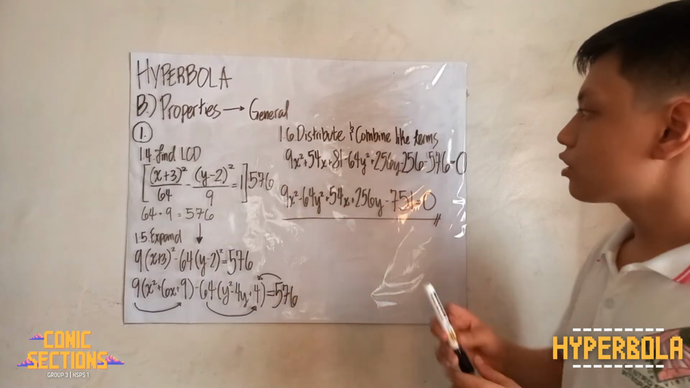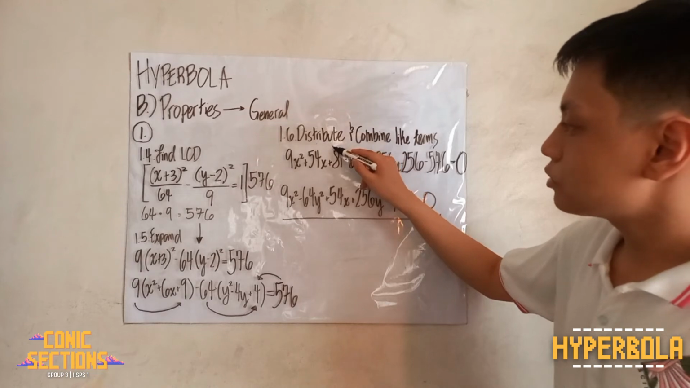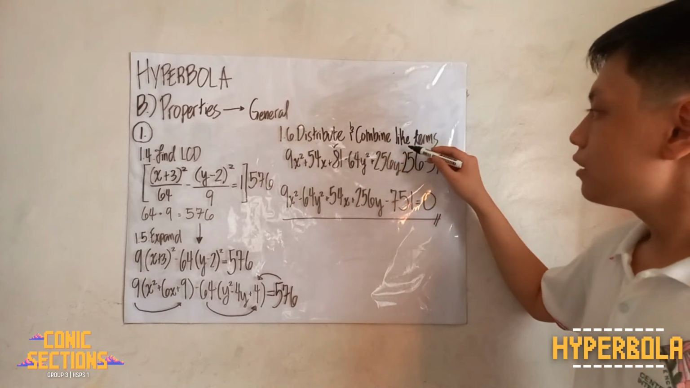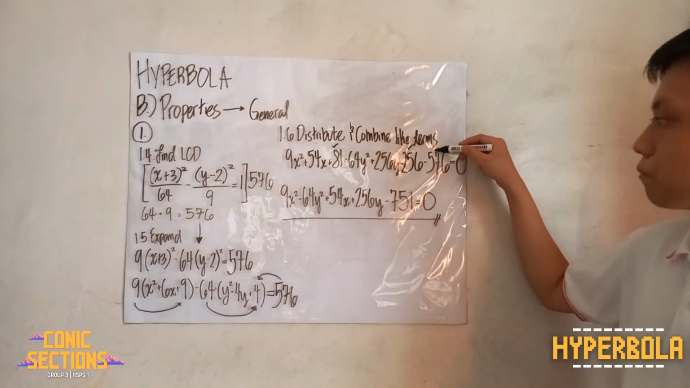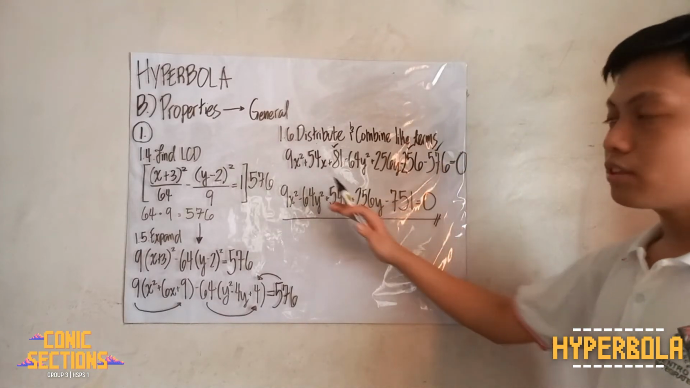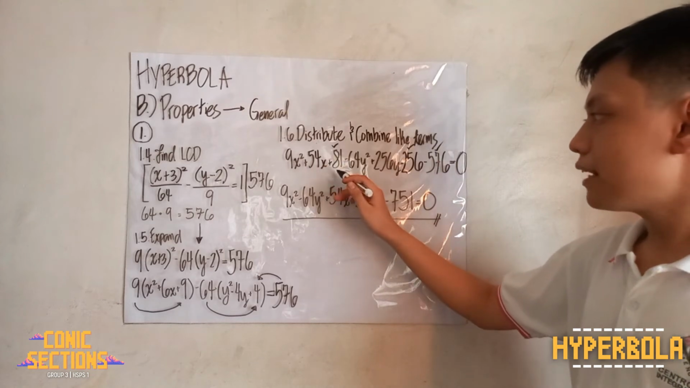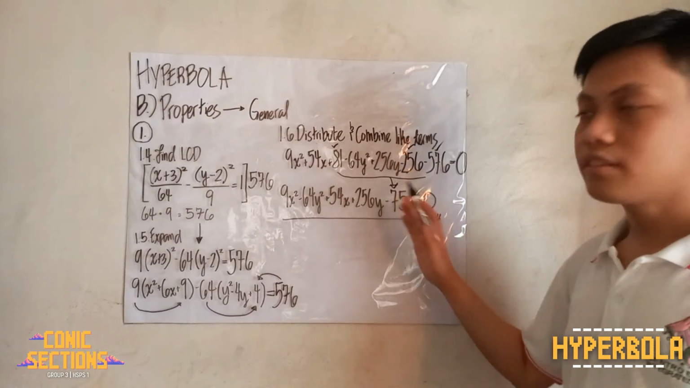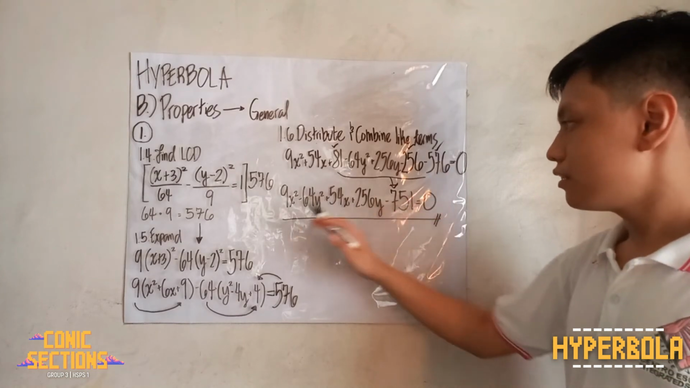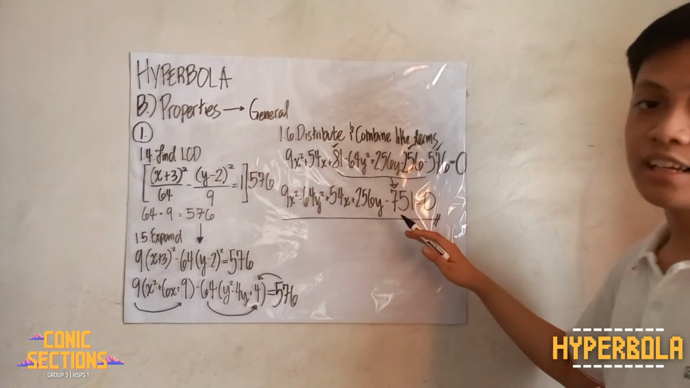And you will need to combine the like terms. We have positive 81, we have negative 256, and negative 576. So we need to combine these like terms, and combining these like terms will end up with negative 751. And this is also our general equation.